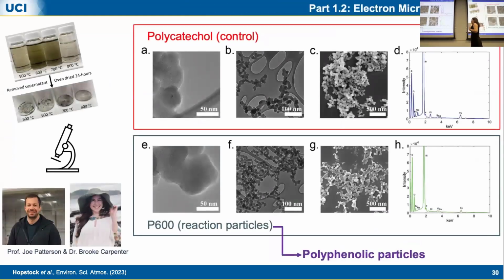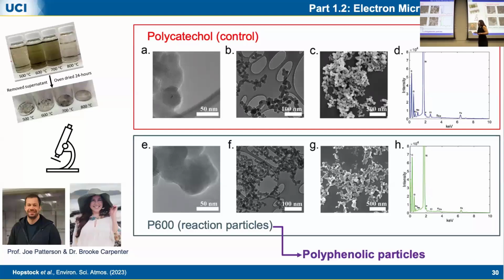And so then we collaborated with Professor Joe Patterson's group, sorry about that, and Dr. Brooke Carpenter, and they're absolute experts in electron microscopy and all things materials. So I gave Brooke the solution of polycatechol as a control, and then I gave her my 600-degree reaction particles. And what they told us through transmission electron microscopy and scanning electron microscopy images is that the morphology of these particles were pretty much the same. The size, the agglomeration effects were also pretty much the same. These big stone-like things in these middle panels, it's just the substrate, so you can ignore that. But they're pretty much identical.